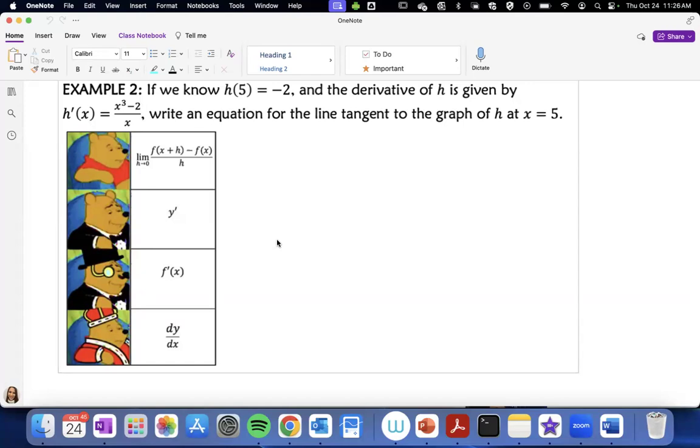I love this Winnie the Pooh thing. I think it's because it's all the different ways you can write a derivative. And it's just like him, he becomes the king. He's more fancy every time. All right.